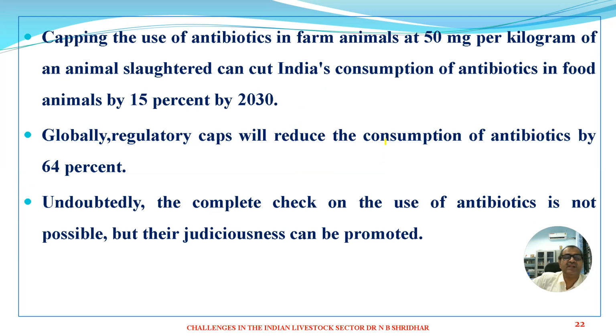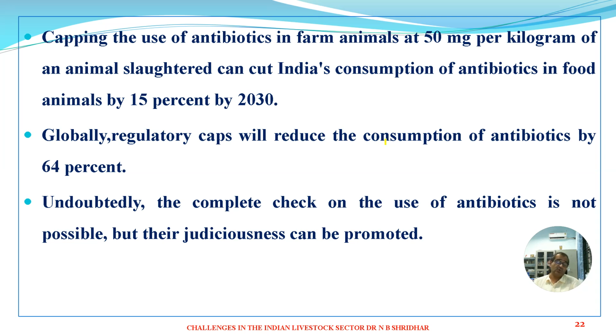Then capping the use of antibiotics in farm animals at 50 milligram per kilogram of an animal, especially those slaughtered, can cut India's consumption of antibiotics in food by 15% by 2030. I do not know which antibiotic they are going to tell about at 50 milligram per kilogram, maybe like the tetracyclines, etc. Then globally, regulatory caps will reduce the consumption of antibiotics by 64%. Then undoubtedly a complete check on the use of antibiotics is not possible.